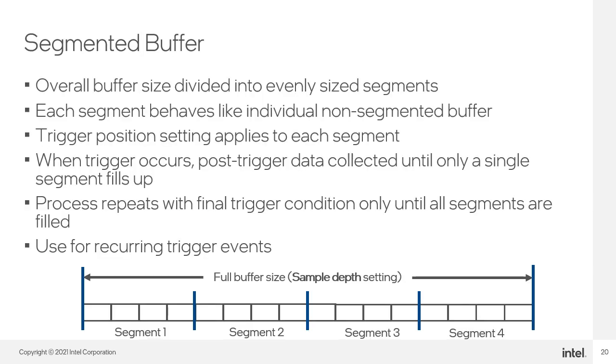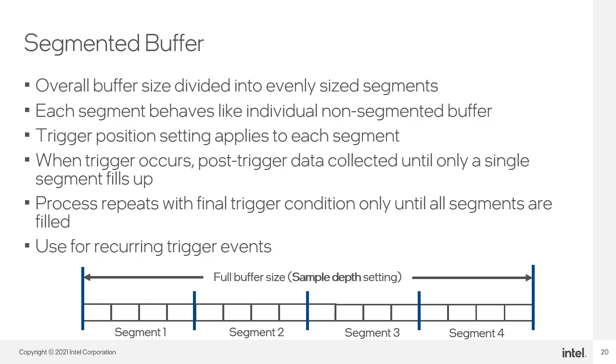The other buffer type available is a segmented buffer. The full sample depth is divided into a selected number of evenly sized segments. For example, a buffer with a 4K sample depth can be divided into 4 individual 1K size segments. Each segment of the segmented buffer behaves like a smaller non-segmented buffer.